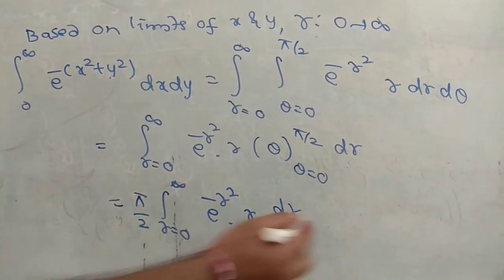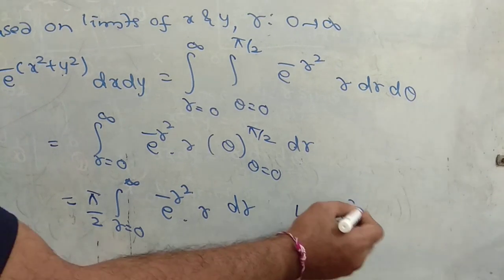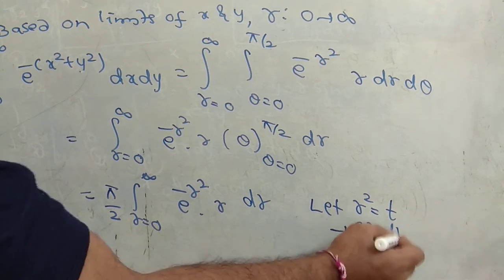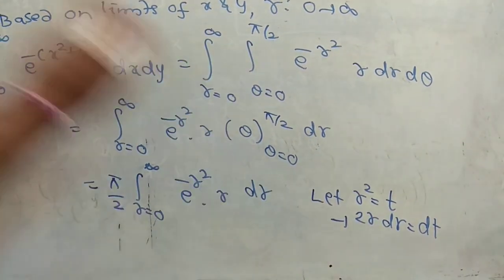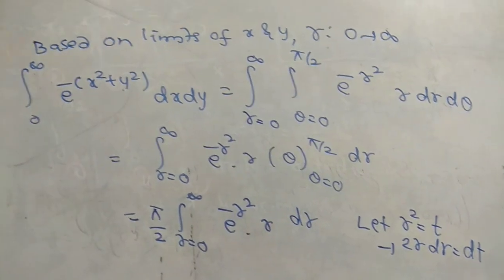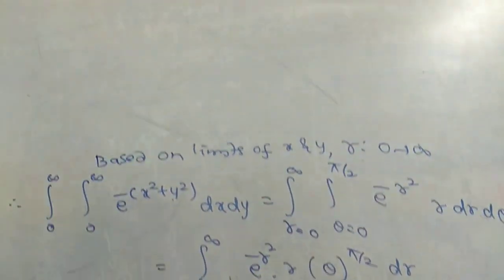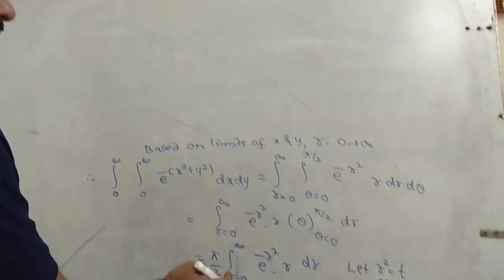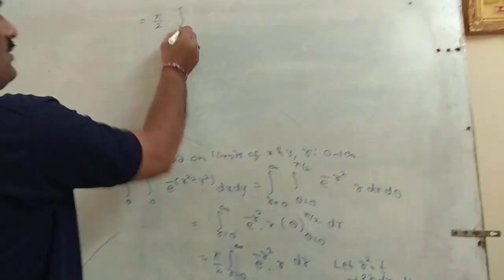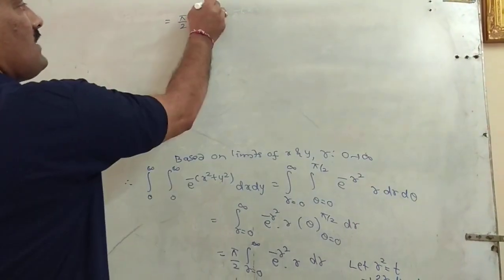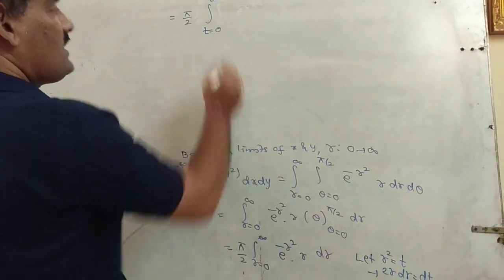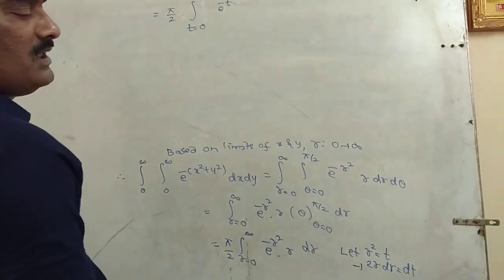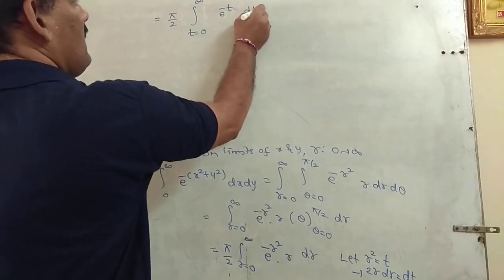To do this simplification, suppose that r square is equal to some t. You are changing into another variable. So 2r dr is equal to dt. That value I am substituting here. This is equal to pi by 2. So I can write the r limits, previously r limits, now changing into the new variable t. R equal to 0, there t equal to 0. R equal to infinity, t is also equal to infinity. E power minus r square means e power minus t. R dr, as per your change of variables, is nothing but dt by 2.